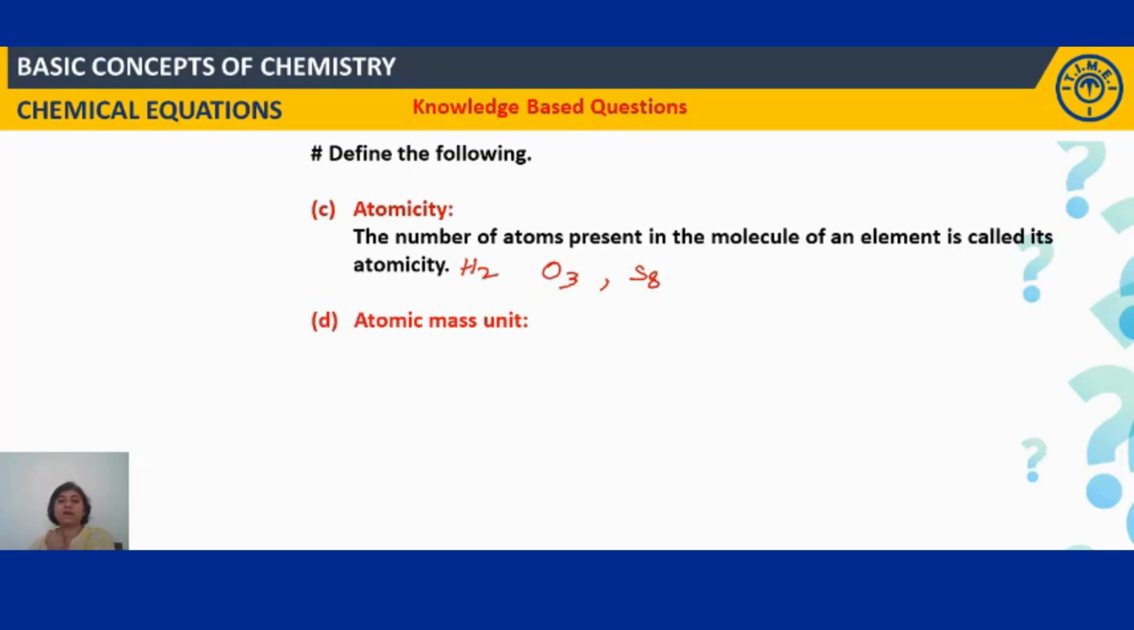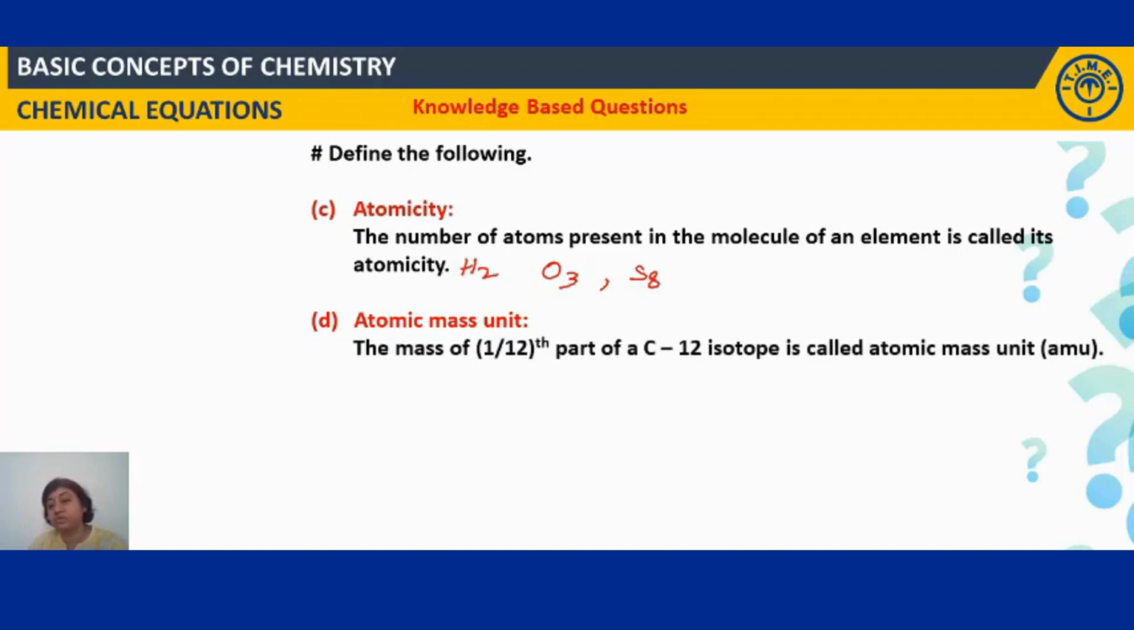Okay. So let's see the next definition. The next definition is atomic mass unit. Already we have discussed it when we were discussing the relative atomic mass of an element. What is this definition? The mass of 1/12th part of the carbon-12 isotope is called atomic mass unit. Remember one more thing: for the unit, you can write either atomic mass unit or you can write u, meaning unified mass. Okay, fine.